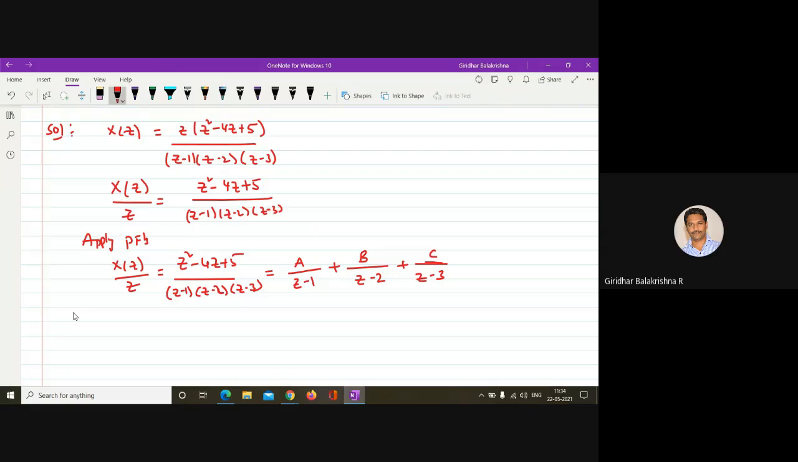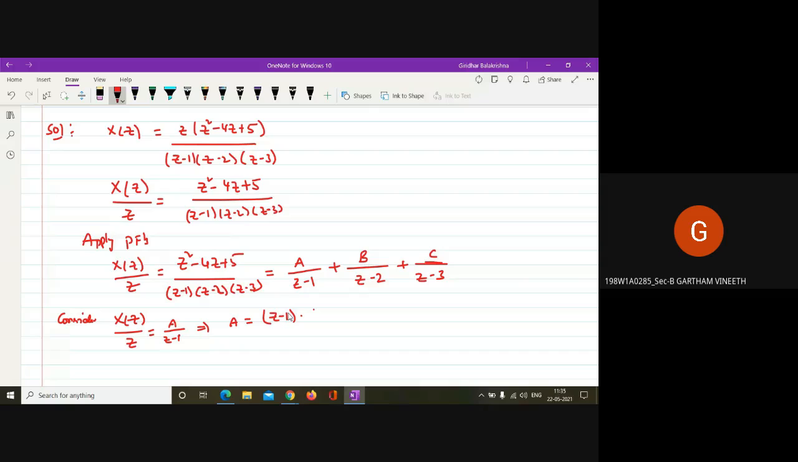First, to calculate A, consider X(z)/z equal to A/(z minus 1). Now tell me, A equals how much? A equals (z minus 1) into X(z)/z. I am directly representing X(z). Anybody having a problem? What is X(z)/z?